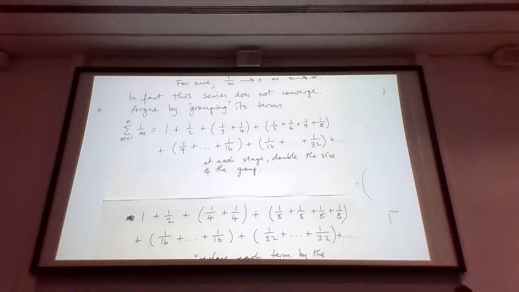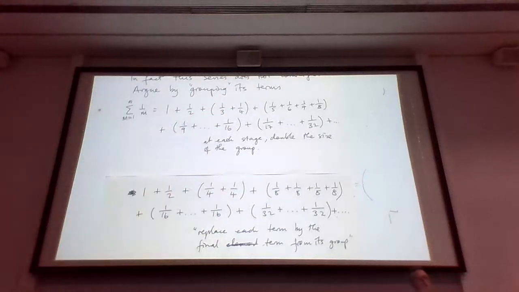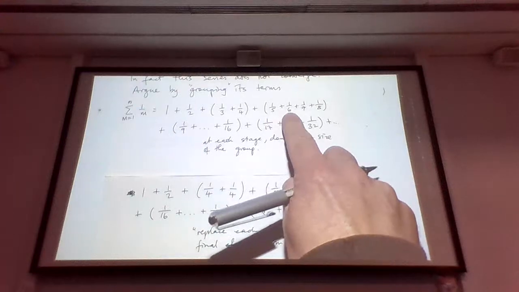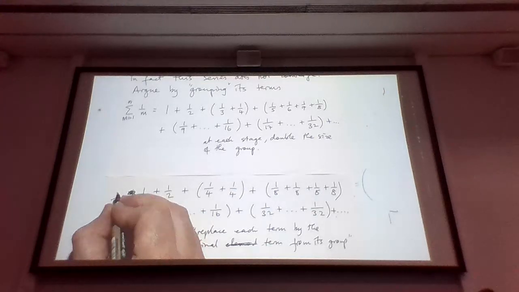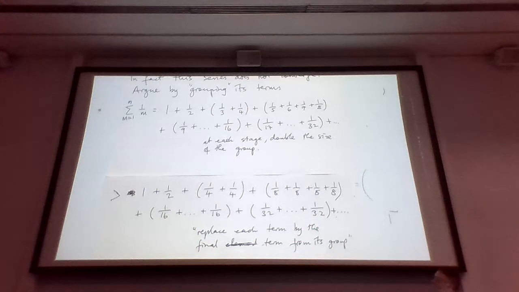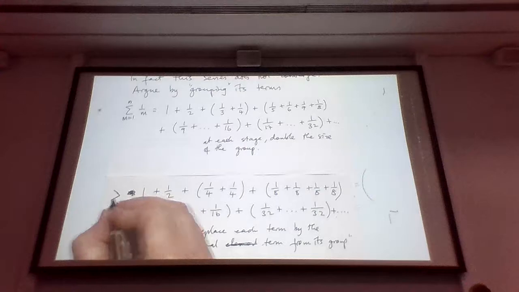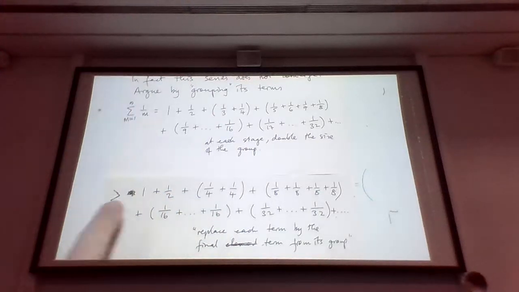Find the term from its group. And what have we done to the value? When you replace a third by a quarter, the quarter is smaller than the third. When you replace a fifth, a sixth, a seventh, and an eighth, you're replacing them with an eighth, which is smaller than all of them. So the relationship is that our new value is smaller than the value that came before it. So the relation is greater than. Our infinite sum is greater than this.